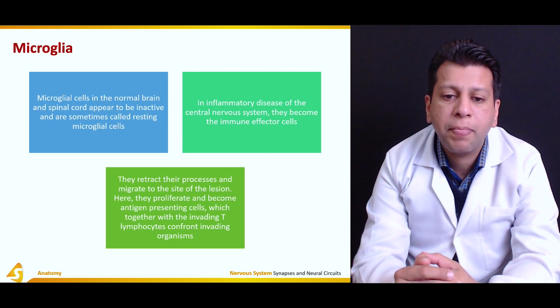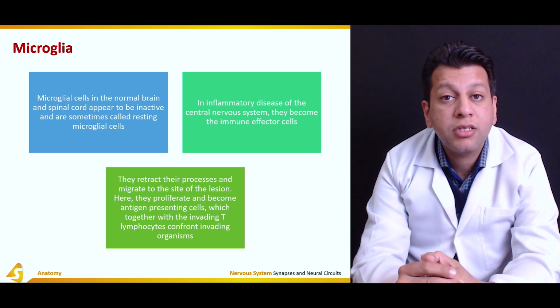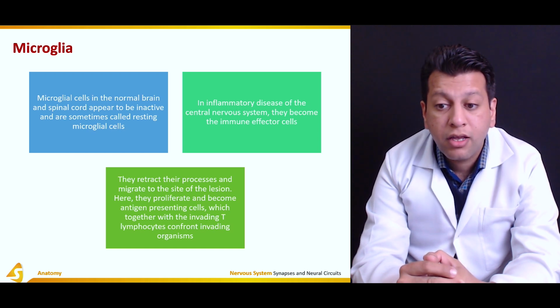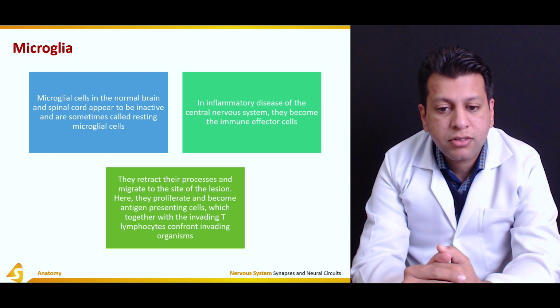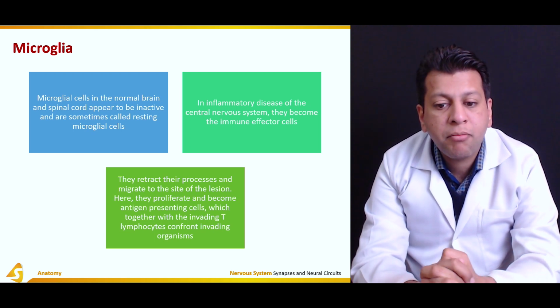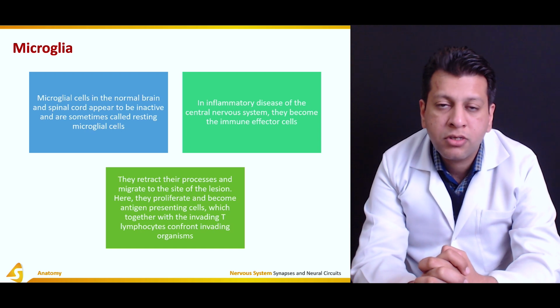What is microglia? Microglial cells in the normal brain and the spinal cord appear to be inactive, or sometimes called the resting microglial cells. In inflammatory disease of the central nervous system, they become immune effector cells. They retract their processes and migrate to the site of the lesion. Hence, they proliferate and become antigen-presenting cells, which together with the invading T cell lymphocytes confront the invading organisms.